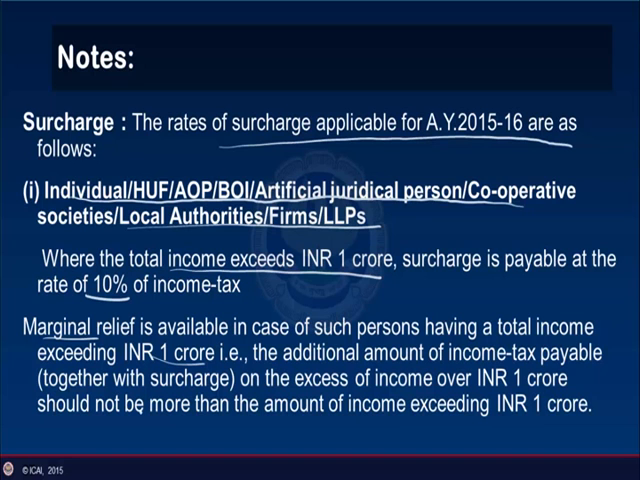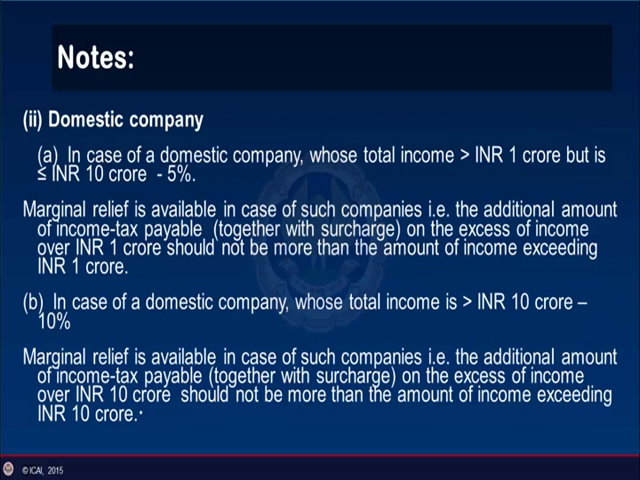For the domestic company, the surcharge, if the total income is more than 1 crore but less than 10 crores, is 5%. If more than 10 crores, it's 10%. Marginal relief is exactly the same: in case the income exceeds 1 crore, the surcharge which is payable should not be over and above the income which is more than 1 crore. Same goes for this as well.